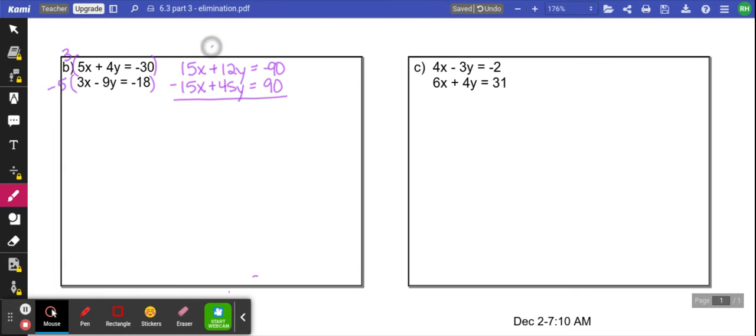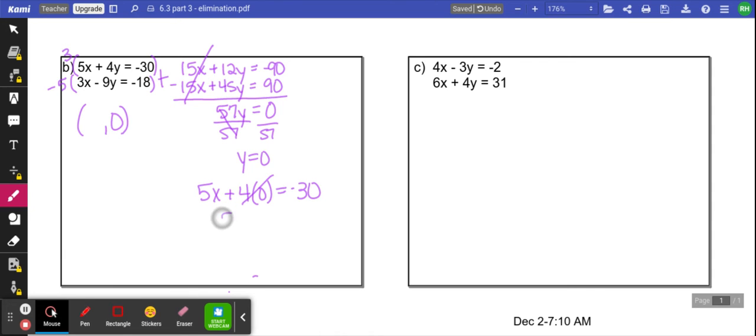Okay, so then these are gone, big plus sign. 12 plus 45 gives me 57y, but negative 90 plus 90 is 0. So that makes it pretty easy. When I divide by 57, I get y equals 0. Okay, so first half, something comma 0. And then let's plug it in. 5x plus 4 times 0 equals negative 30. This is gone, so I have 5x equals negative 30. Divide by 5, and x equals negative 6. So negative 6, 0 gives you your answer. Okay?